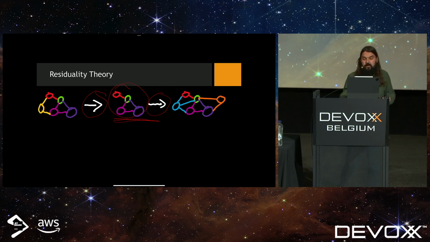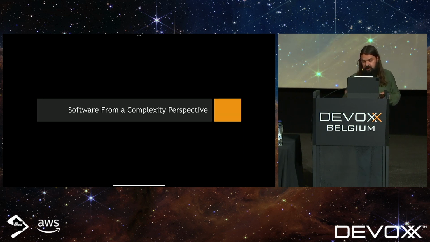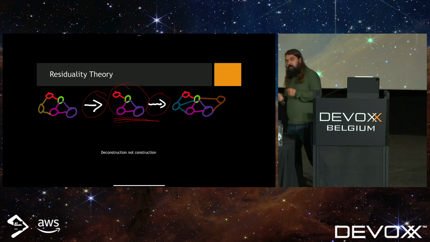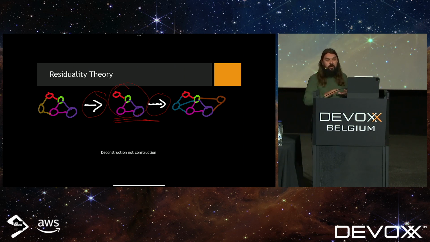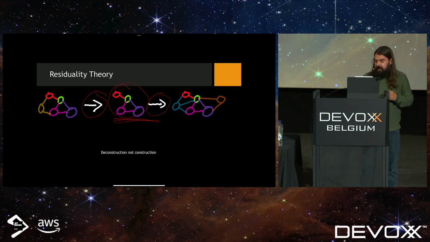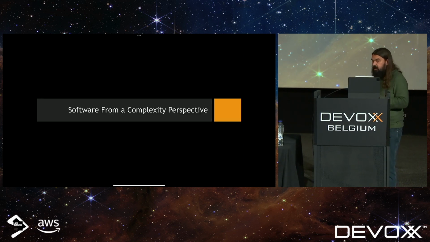And so this changes what we are actually doing as architects. What we're doing now is not construction. We're not building something anymore. It's deconstruction. We're describing how a thing is going to fall apart. And it's a completely different perspective when we look at it from the perspective of residuality theory.